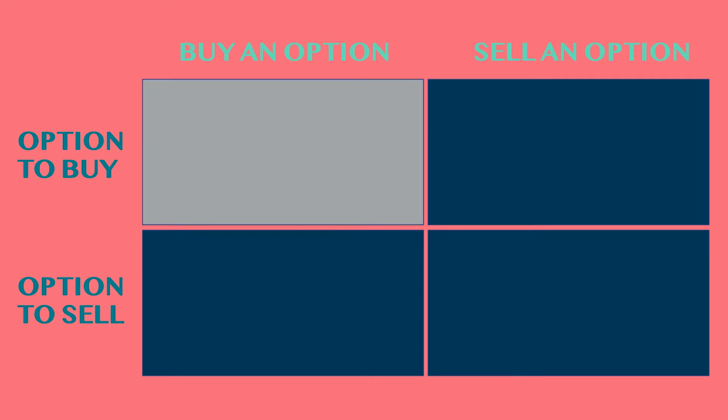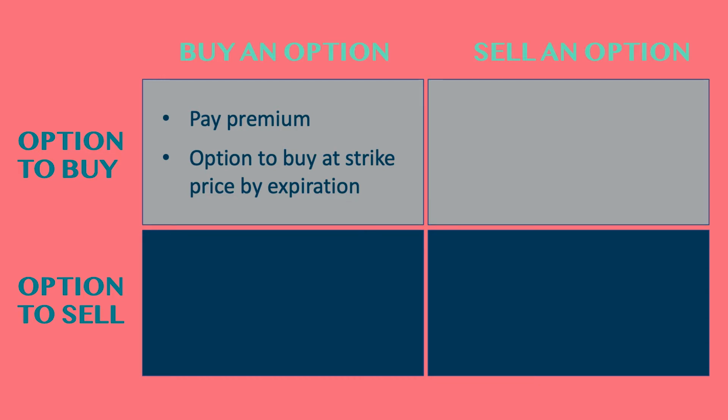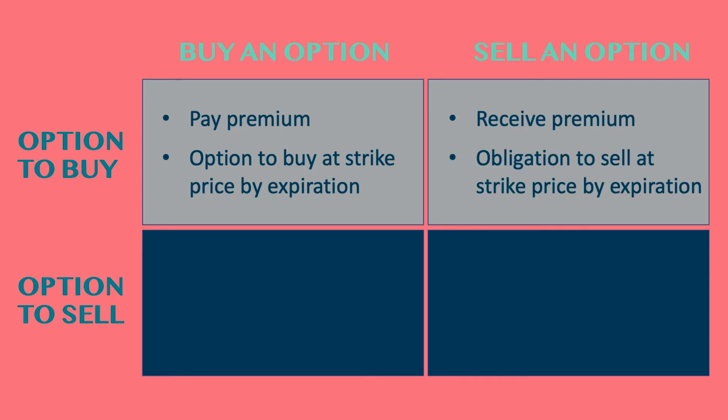Either you buy the option to buy, which means you pay a premium in exchange for the right to purchase 100 shares of a particular stock at the strike price by the date of expiration. Or you sell someone else the option to buy, which means someone else pays you a premium in exchange for the right to purchase 100 shares of the stock at the strike price by expiration. This means you would be obligated to sell the stock at that strike price on the date this option expires.